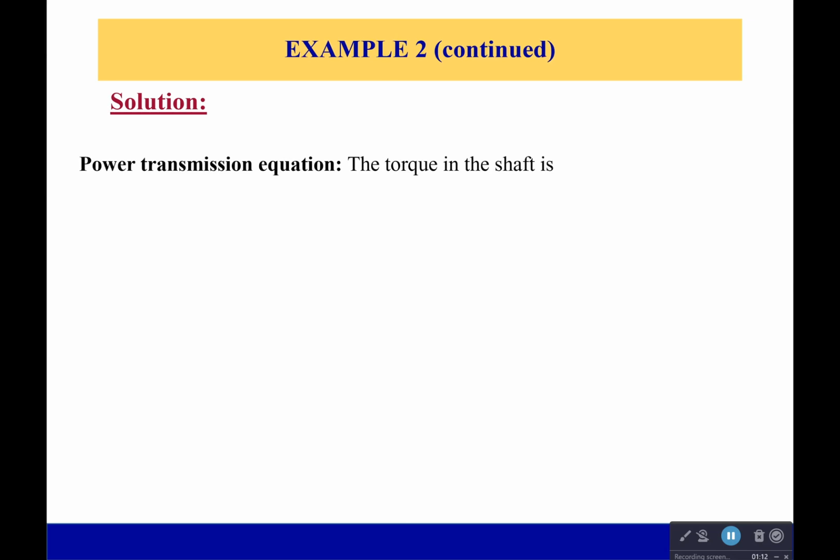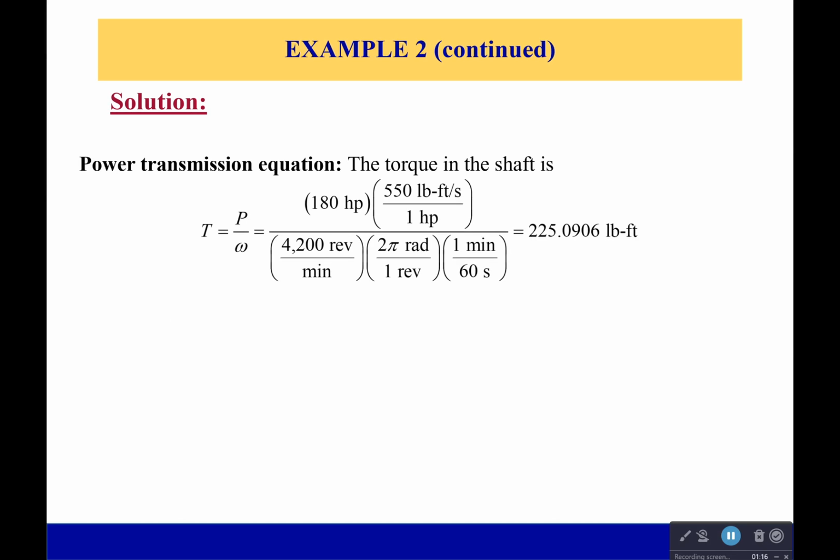So first we need to use our power transmission equation. And from that we'll get what the torque is. We know that power is equal to torque times the angular velocity. And this time we're solving for the torque. So we have 180 horsepower. We have to convert that to foot-pounds per second. So we do that right here.